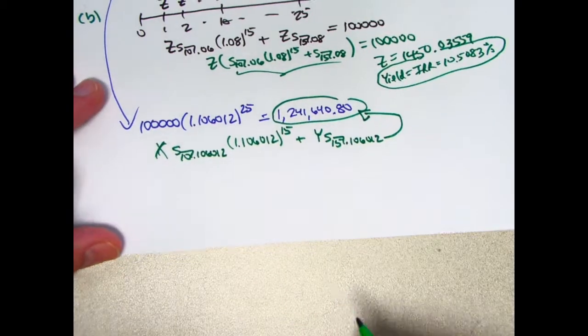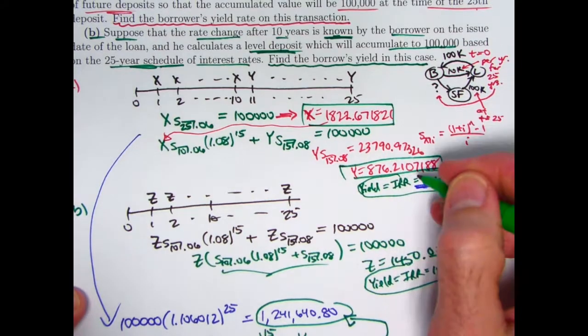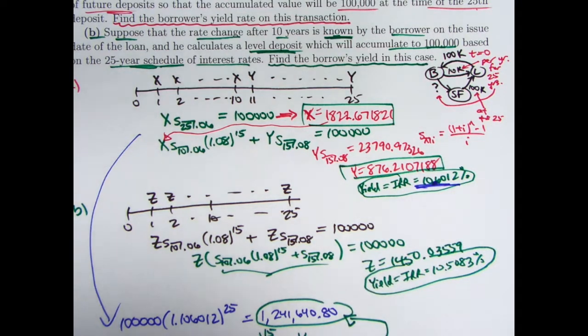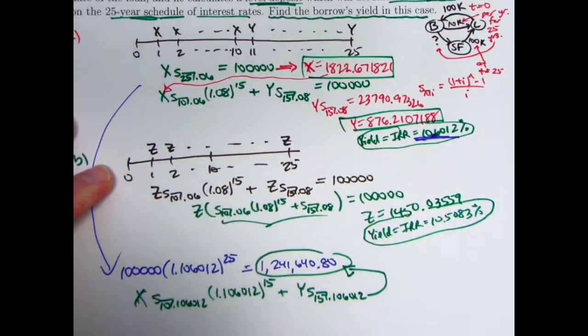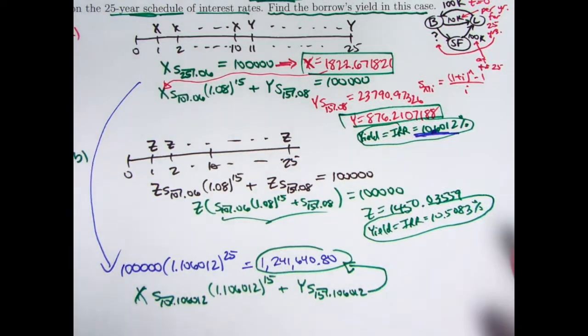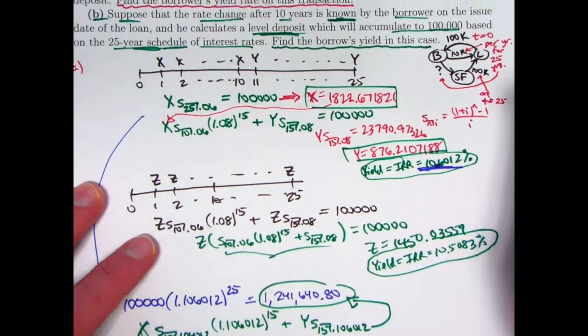Okay, I'll leave that for you to check based on this X and this Y, and you'd probably want to use all those decimal places to get it to be reasonably close, hopefully to the nearest cent. Okay, so that would justify this point of view that I said as far as how to understand the yield rate.